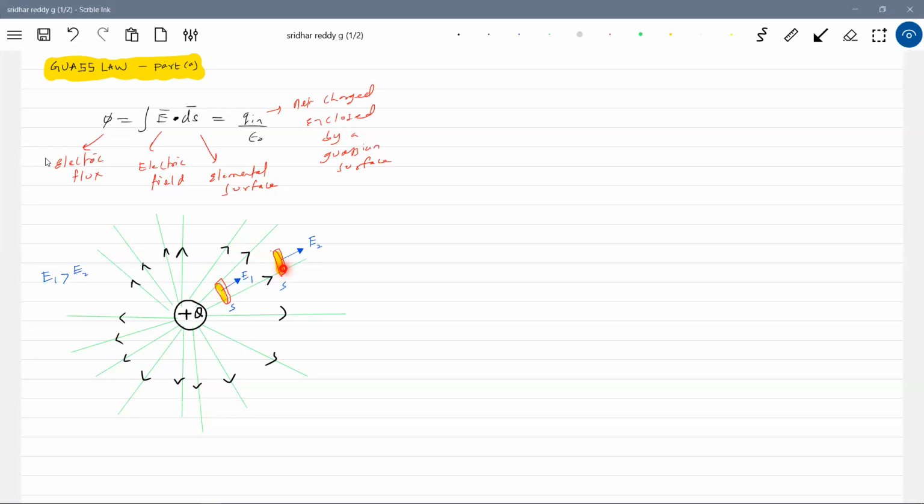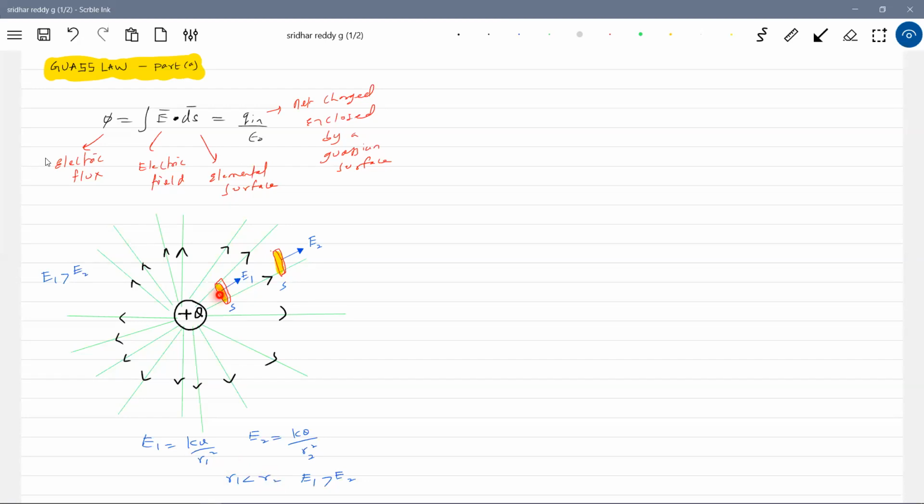Then instead of saying number of lines of force, I just say that flux at 1 is more than flux at 2. E1 and E2 are uniform. What is the formula for E1? We use KQ by R1 square. What about E2? KQ by R2 square. R1 is less than R2, therefore E1 is greater than E2. There is no problem with the electric field strength, because we know from Coulomb's law the electric field due to a point charge.